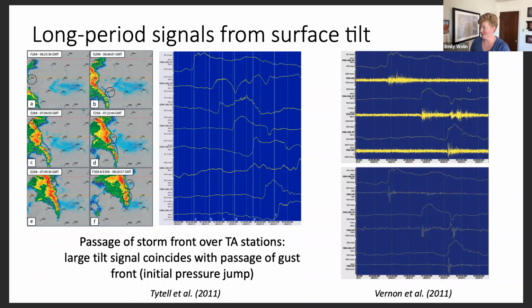This is pressure data, but in the seismic data, you also see a change in long period noise as that storm is moving over. So those changes in atmospheric pressure will actually couple into the ground and cause it to tilt and be recorded on your very sensitive broadband seismometer.